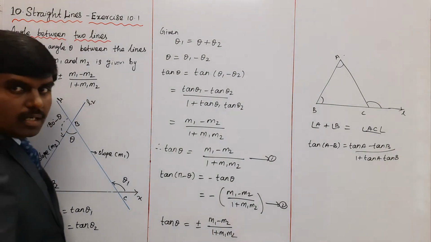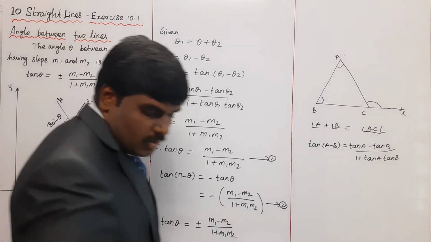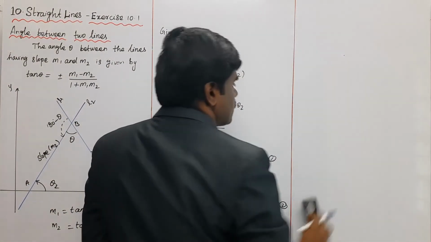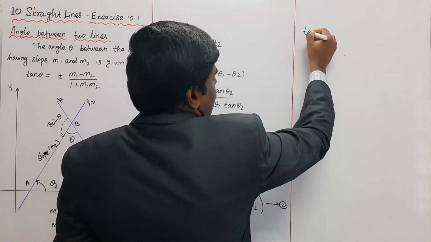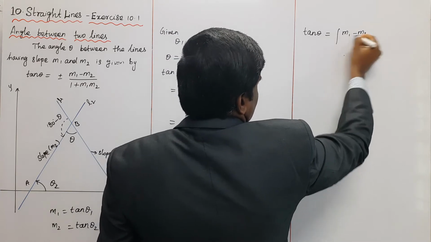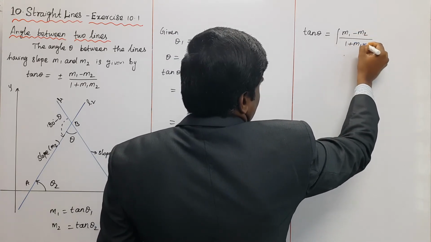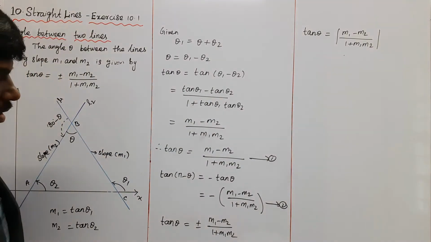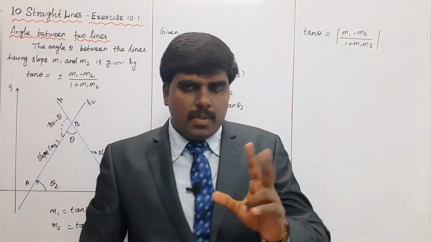Is it clear? In the same way, sometimes we use tan theta is equal to the modulus of M1 minus M2 divided by 1 plus M1 M2. Both are the same. Now, based on this result, there are two important points.